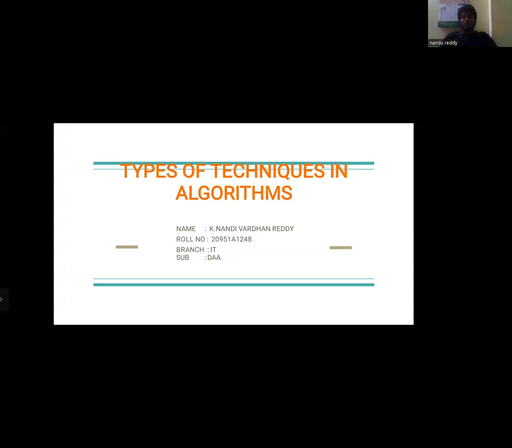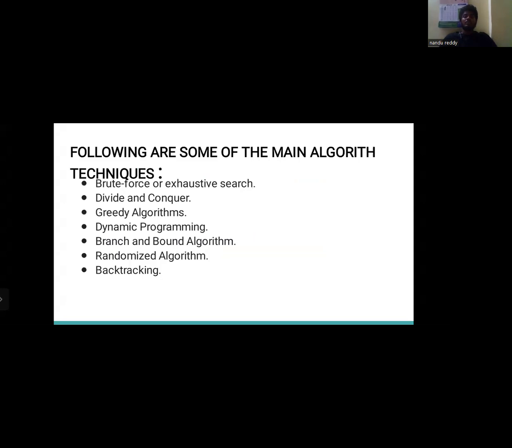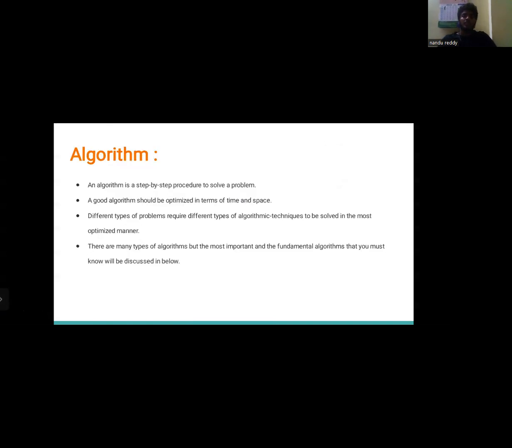Today we are seeing about types of techniques in algorithms. Let's go into the topic. Following are some of the main algorithm techniques: brute force or exact search, divide and conquer, greedy algorithm, dynamic programming, branch and bound algorithm, randomized algorithm, backtracking. Okay, let's discuss one by one.